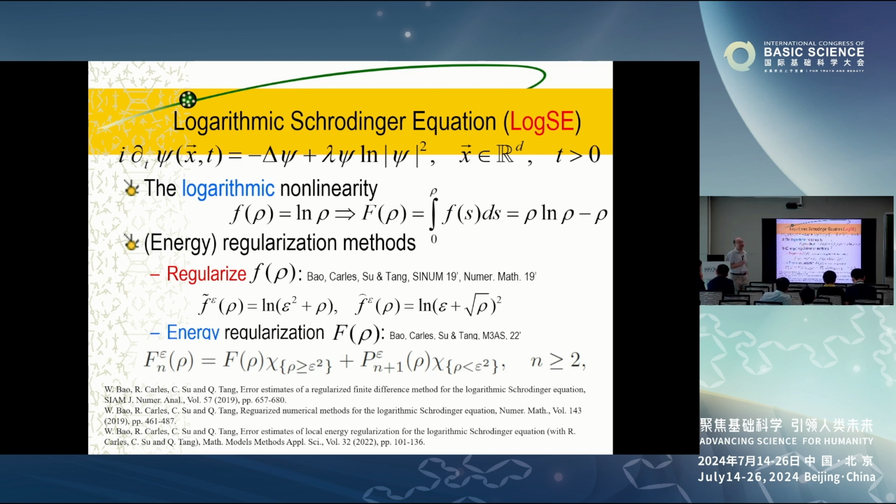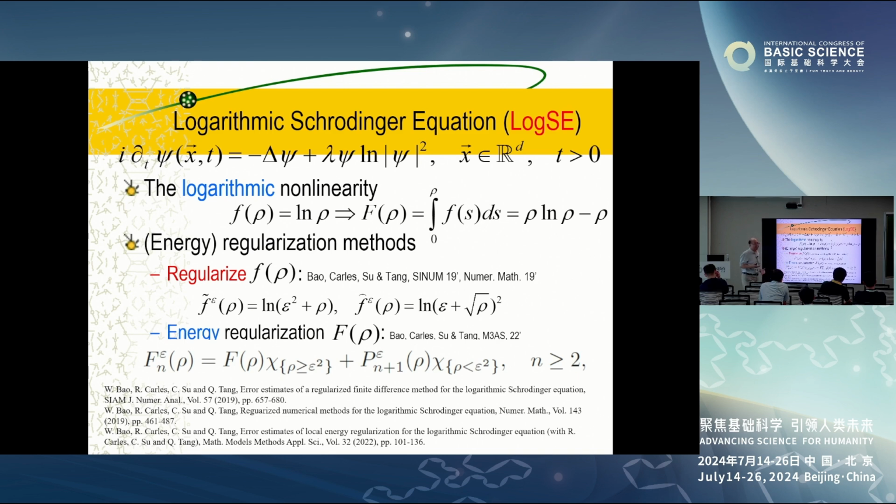Numerically, if I want a numerical scheme, of course there is a lot of PDE study for this one, like scattering, and some Gaussian solutions. We are aiming to solve this numerically by different numerical methods, and also to find the error bounds. So what we do is one way is to regularize f(rho) directly: replace f(rho) = log rho by f tilde epsilon(rho) = log(epsilon square plus rho). One way to do it. The other way is using f hat epsilon(rho) = log(epsilon plus square root of rho square). There are two different ways to do it. Then you replace this term by this one or this one.